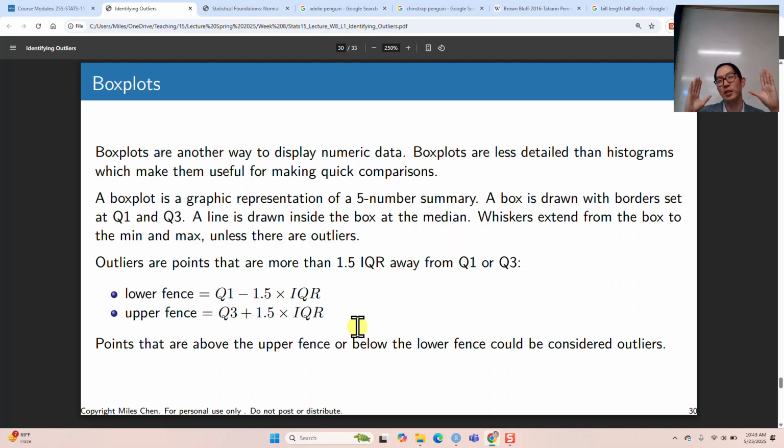From that 75th percentile, Q3, go up 1.5 IQRs, 1.5 of that distance. And from the first quartile, the 25th percentile, go down 1.5 IQRs, 1.5 of that distance. These form the invisible boundaries called the fences, the lower fence and the upper fence. Anything above the upper fence is considered an outlier. Anything below the lower fence is also considered an outlier.